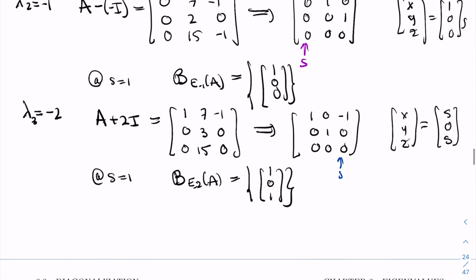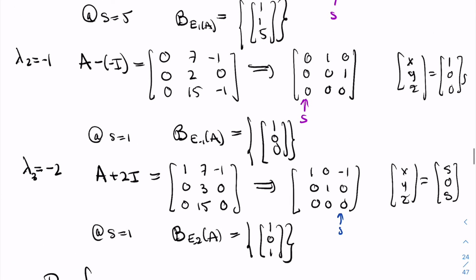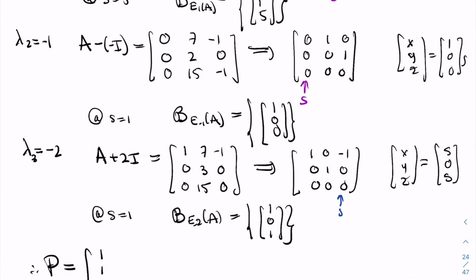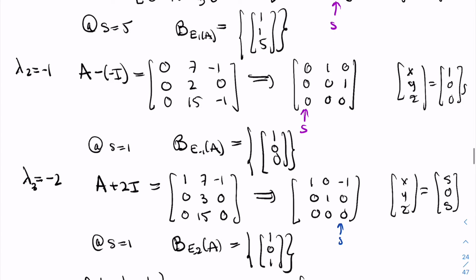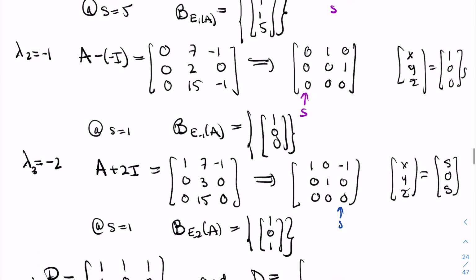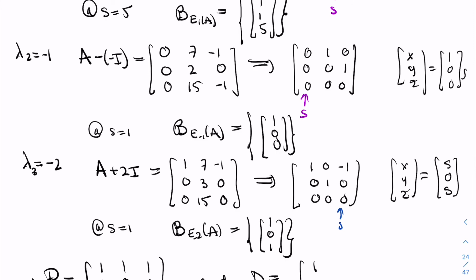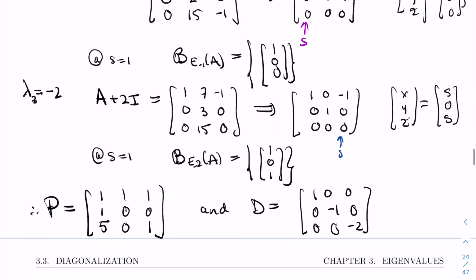All right, so for the P matrix, you just put the vectors that you found, and for the D matrix, you put their corresponding eigenvalues. So for the first one, it was 1 on the diagonal. Second one was minus 1. Last one is minus 2. And that's it.